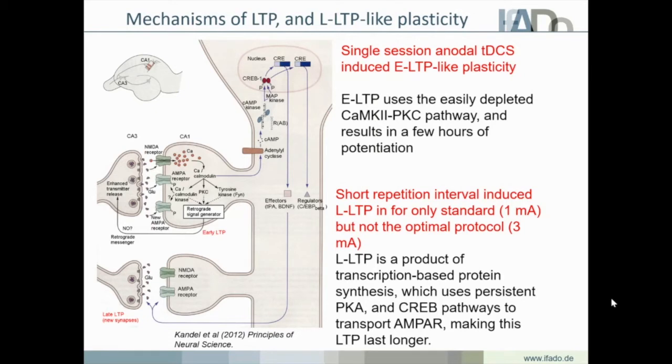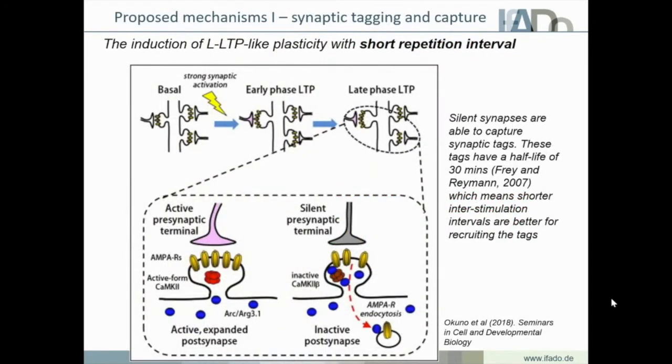So induction of LLTP takes considerably longer than ELTP because of the protein synthesis and gene transcription. So the time frame is longer for this plasticity. And we believe that the short interval repetition for the 1 milliamp protocol showed late phase LTP-like plasticity because of the time frame. Now we propose 3 mechanisms by which this late phase LTP-like plasticity came about.